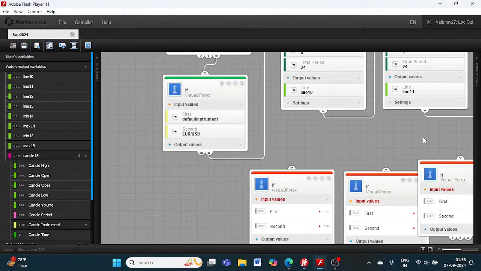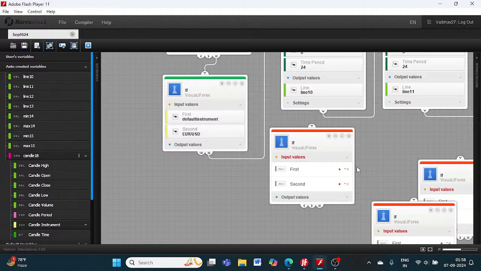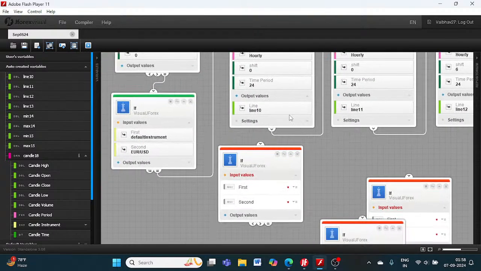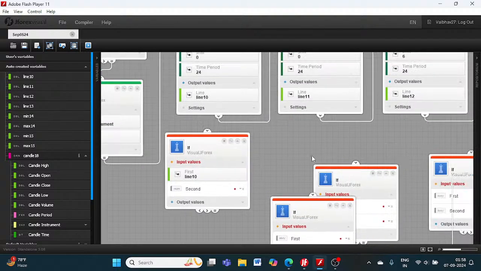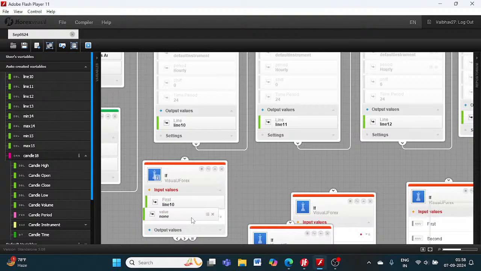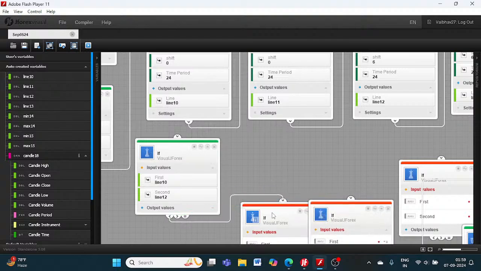Here we do the same comparison this time around. The momentum needs to be bearish, so we need the SMA of the high price, current SMA of the high price, to be below the SMA of the high price 6 hours back. So for that, line 10 needs to be below line 11. First input less than second input.